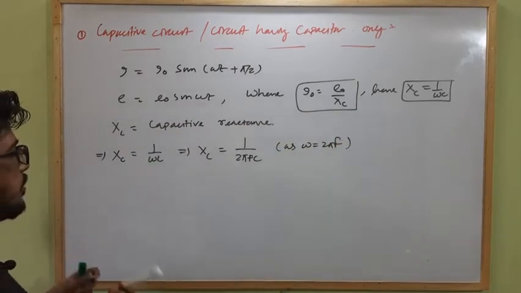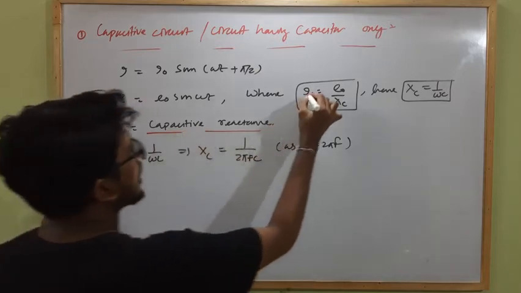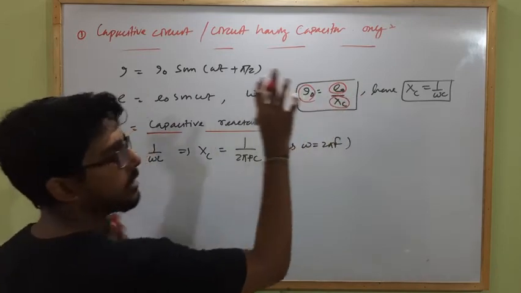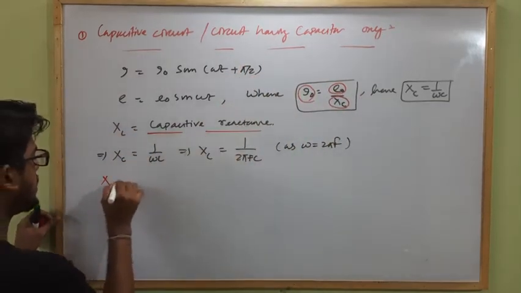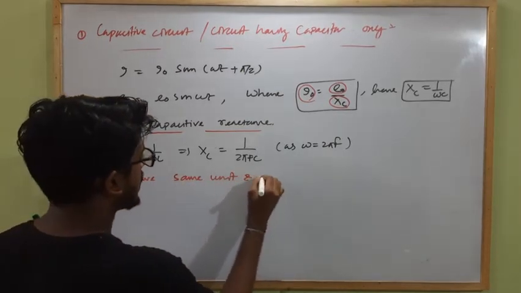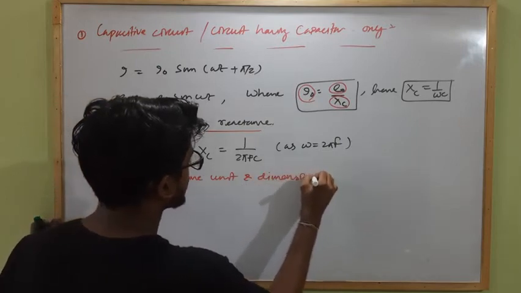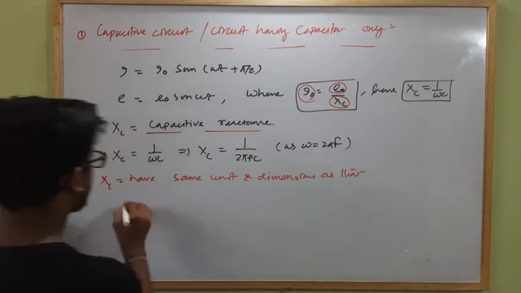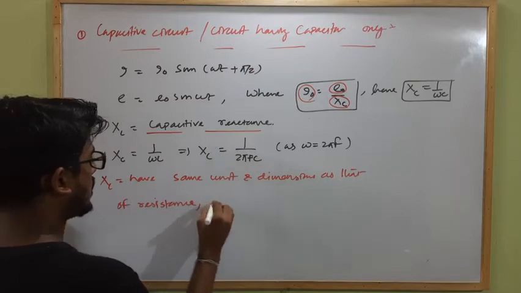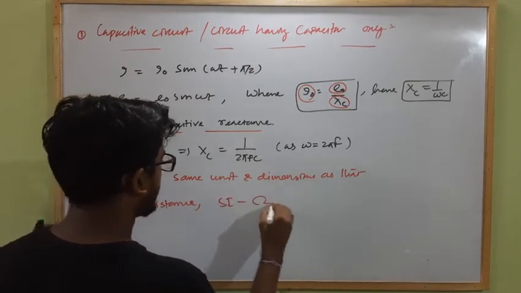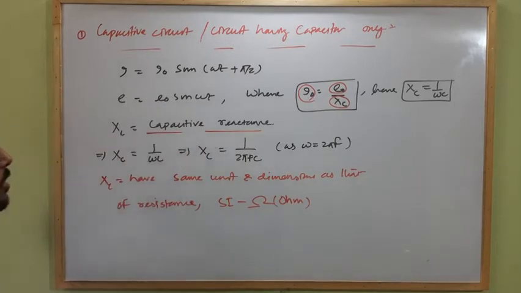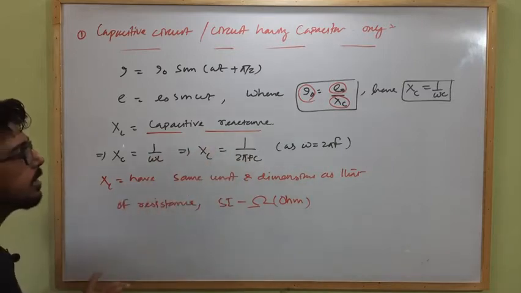So it has magnitude. For capacitive reactance, current equals potential by resistance. So Xc has the same unit and dimensions as that of resistance. Okay, the SI unit is ohm. Clear? So here Xc is equal to 1 by 2 pi f into c.